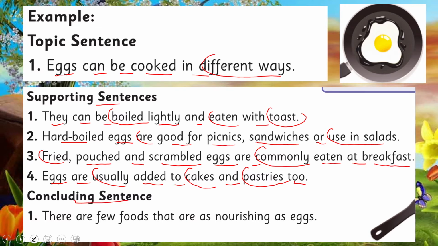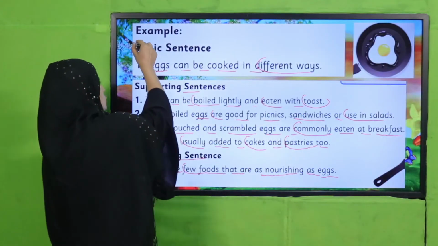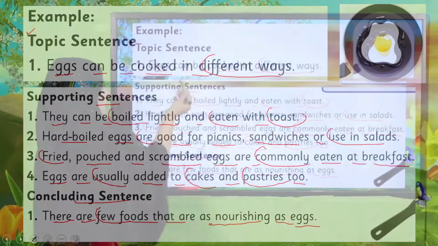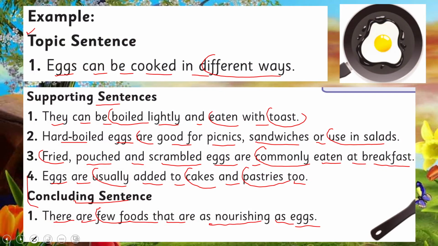Concluding sentence. What is the concluding sentence? There are few foods that are as nourishing as eggs. There are many ingredients in eggs. These ingredients are so helpful for our health. So that was our topic sentence about egg, and all these sentences support the main idea, and this is our concluding sentence.